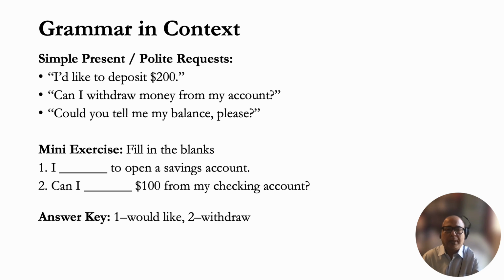Okay, do you remember I'd like? So number one is, I'd like to open a savings account. Number two, can I withdraw $100 from my checking account? All right? I'm sure you got both of them right because I said this is easy. It's not that hard, correct? Just say, I'd like to. I'd like to do something. I'd like to withdraw. I'd like to deposit. I'd like to open a checking account, please.